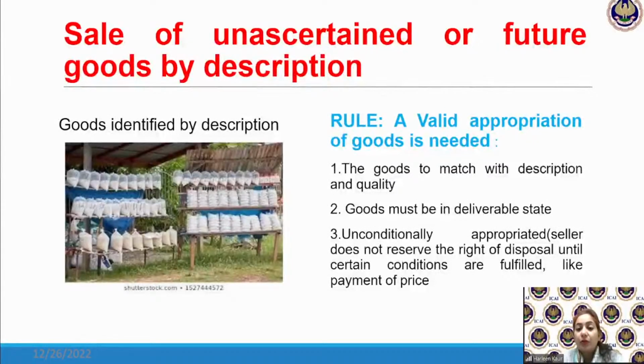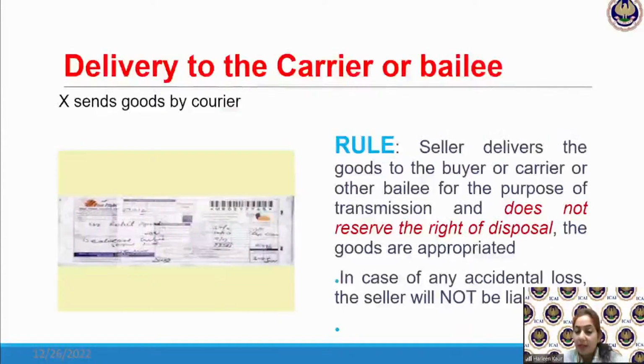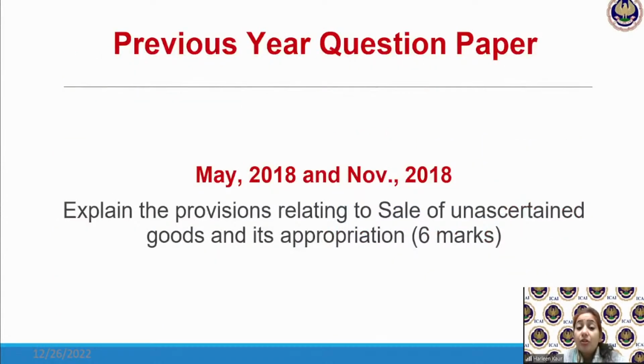So a valid appropriation of the goods needs to be done. This was the packet of salt, which I was discussing with you. When they are uncertain, once you make them certain by description, appropriation is said to happen and the property passes from the seller to the buyer. And this is your example of bill of lading. Once you have transmitted the goods without reserving the right of disposal, the seller is not liable because the buyer is held liable. Now, children, twice in May and November 2018, the examiner has straight away given a question: write down the provisions relating to the sale of uncertain goods and its appropriation.